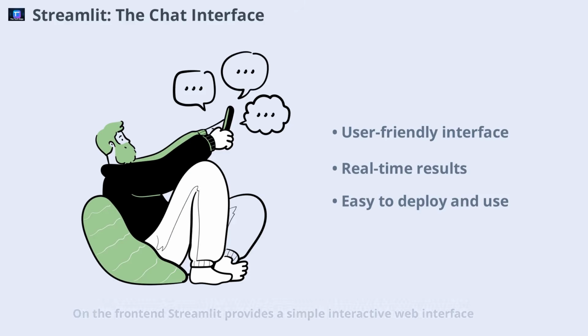On the front end, Streamlit provides a simple, interactive web interface. Users can type natural language questions, choose to view the generated SQL, and see results in real time. Streamlit's ease of use makes it perfect for prototyping and deploying AI-powered dashboards, allowing anyone to interact with data conversationally.